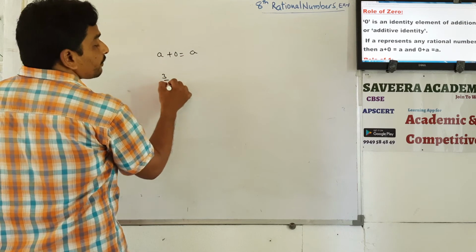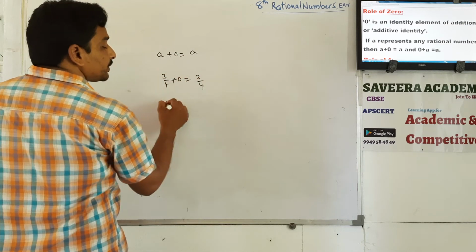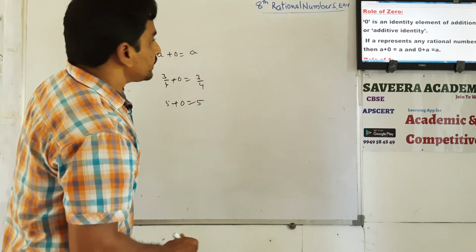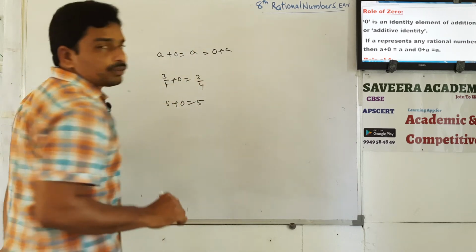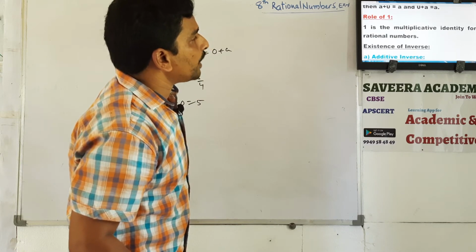Therefore 3 by 4 plus 0, you will get 3 by 4. Suppose 5 plus 0, you will get 5, like that. Okay. And see, a plus 0 is equal to a, that is equal to 0 plus a. Like that also we can write. Okay. Next, role of 1.